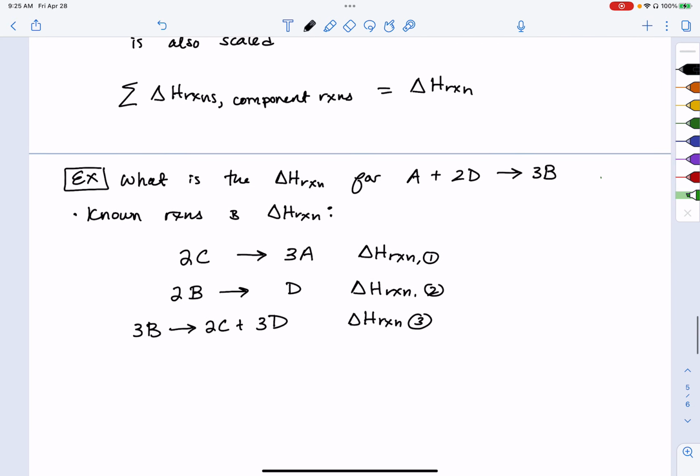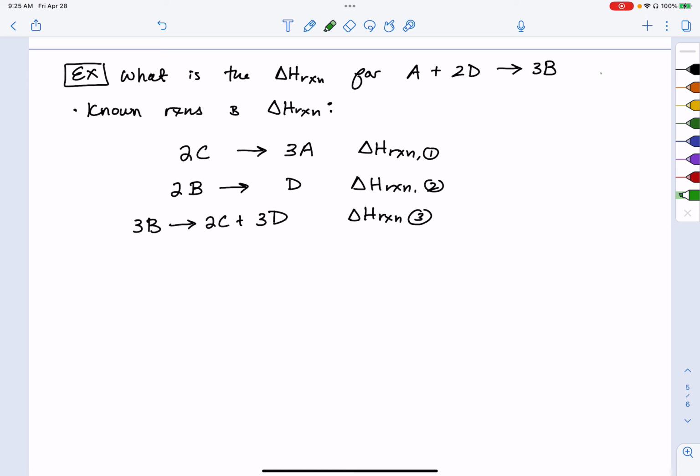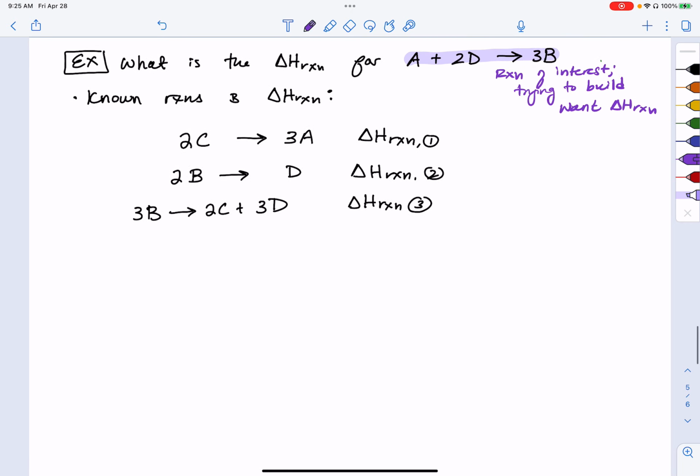So let's look at a really generic example where instead of looking at actual chemistry, we're just going to look at some letters as placeholders. What is the heat of reaction for the reaction where A comes together with 2 moles of D to create 3 moles of B? So this is the reaction that we care about. It is also the reaction that we are trying to build, and it's also the reaction that we want its heat of reaction. So let's see if, given these reactions, let's call them reaction 1, 2, and 3 in order, we can use these given reactions to, in some way, build the reaction of interest.